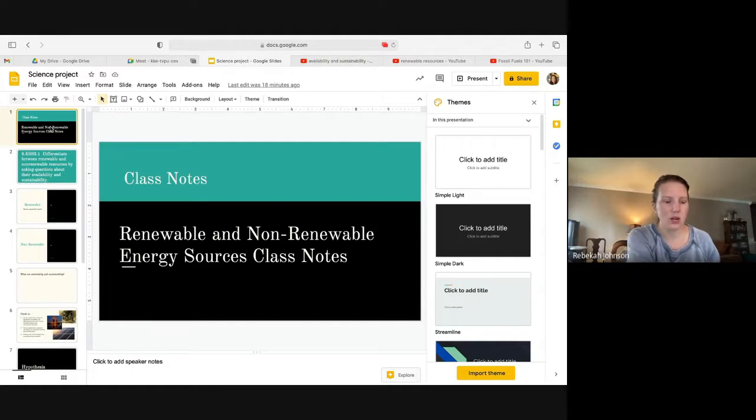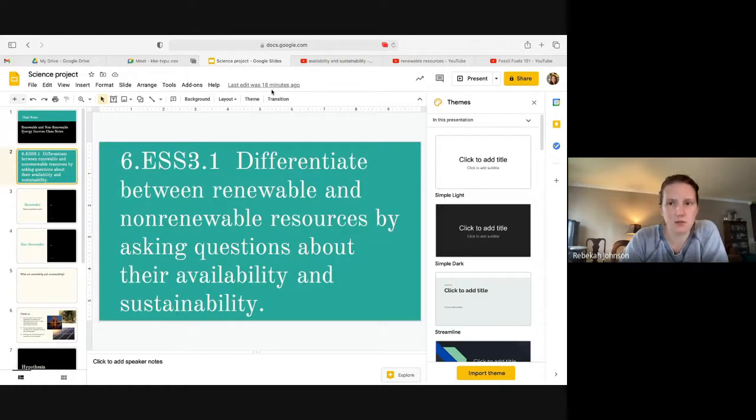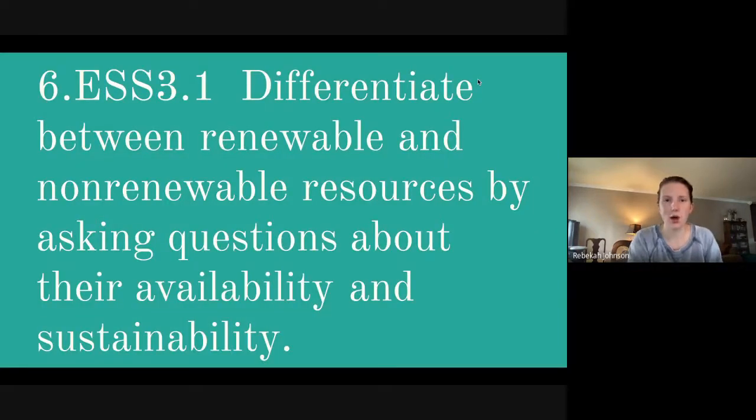So we're going to go through today and just quickly go through the basic overview of what renewable and non-renewable means. What are those things? All right, so I just almost dropped my science book. Our first standard. All right, here we go. Big thing. Differentiates between renewable and non-renewable resources by asking questions about their availability and sustainability.